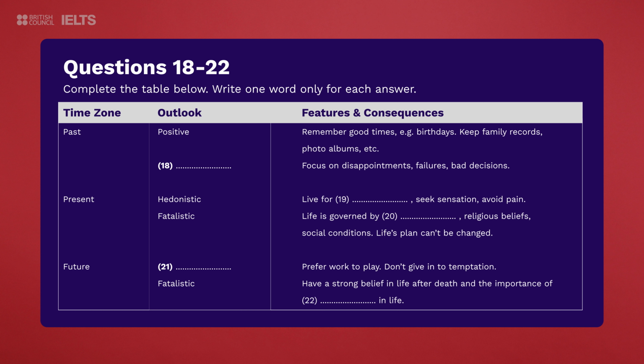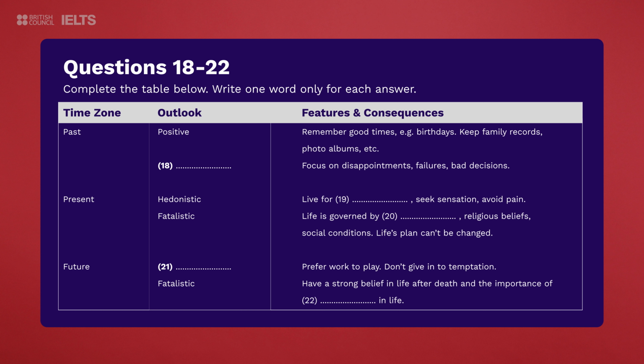The first 2 are based in the past. Past positive thinkers spend most of their time in a state of nostalgia, fondly remembering moments such as birthdays, marriages, and important achievements in their life. These are the kinds of people who keep family records, books, and photo albums.